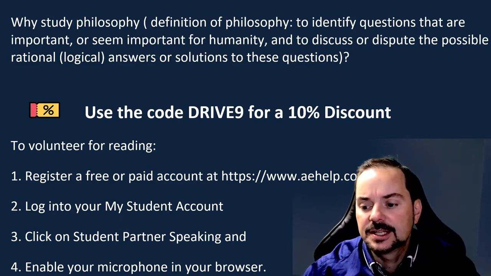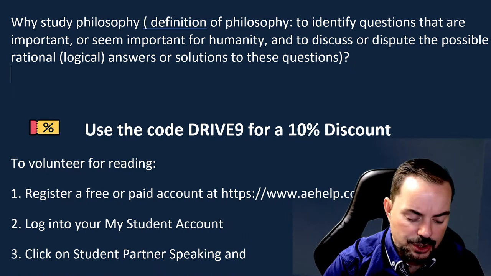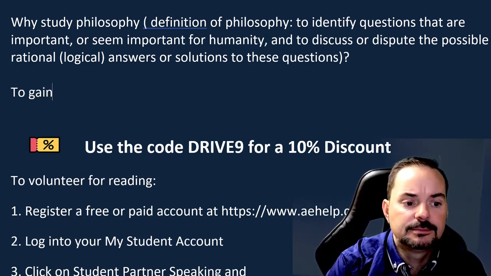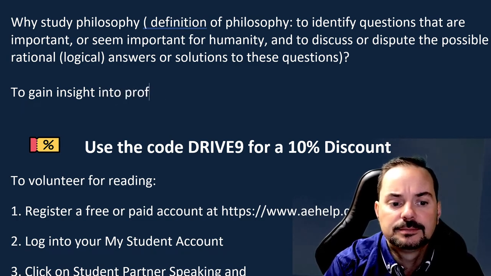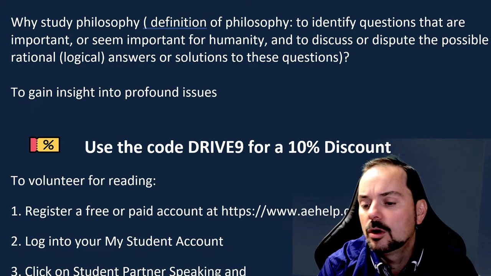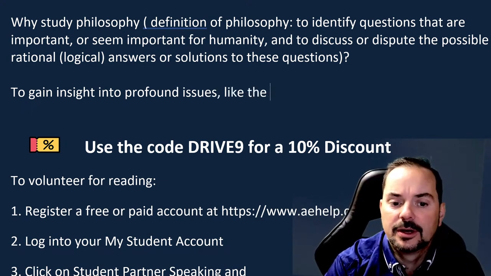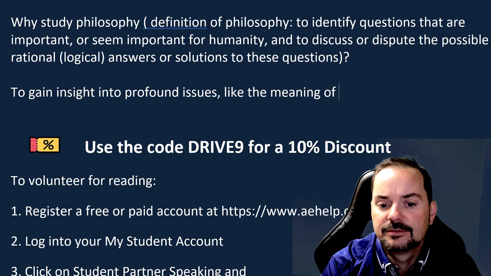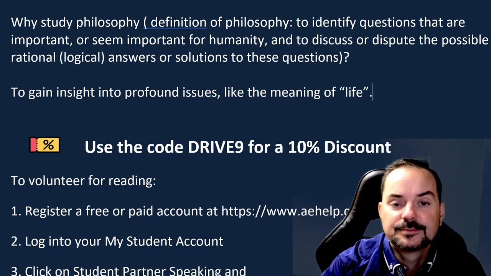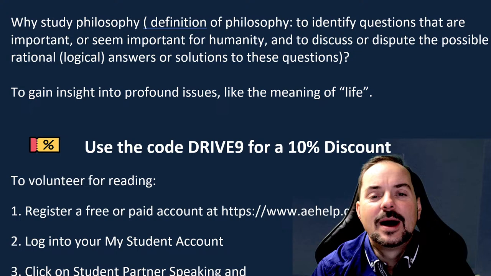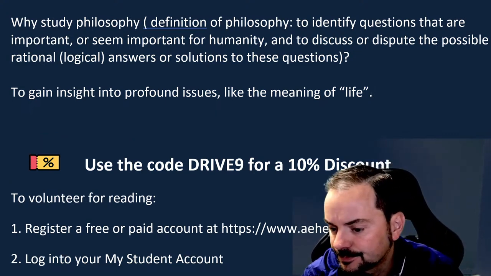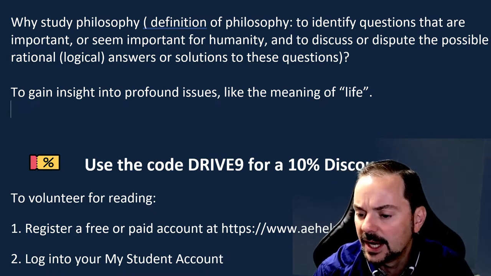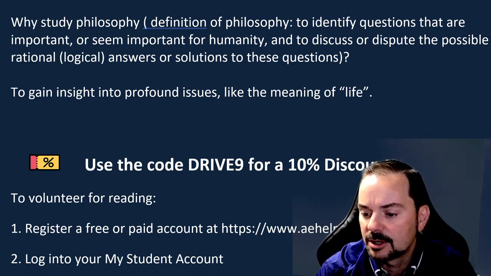Romelia says to gain an insight into profound issues. Okay, sure. Now, always give an example, Romelia, like the meaning of life, right? What is life? Why are we here? So to gain insight into profound issues like the meaning of life, sure. What else? Why else? Angel says to understand what is life and its purpose.